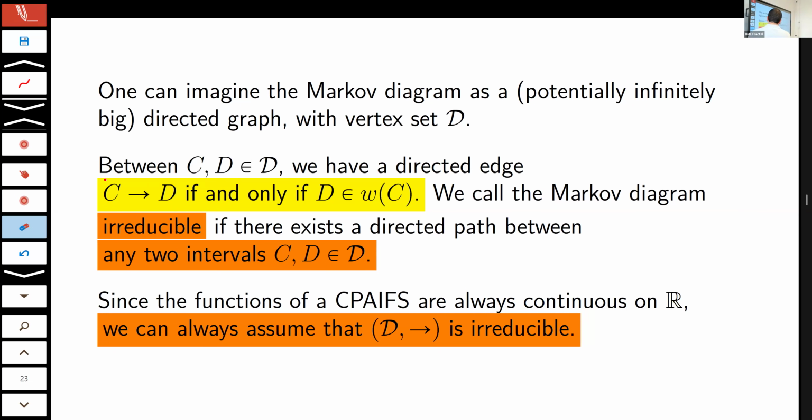And actually, this is the reason why we need the continuity in my definition of this system. That's why I have continuous piecewise affine systems, because when the functions are continuous, we don't have to assume that the diagram is irreducible. It will be irreducible all the time, simply because of the continuity. If they are not continuous, it can happen that the diagram is not irreducible, and we have to assume that it is.